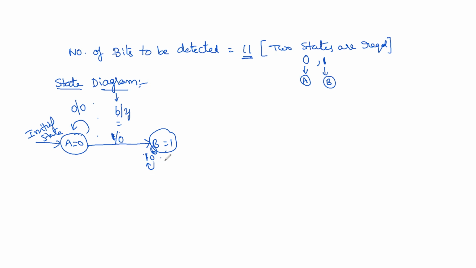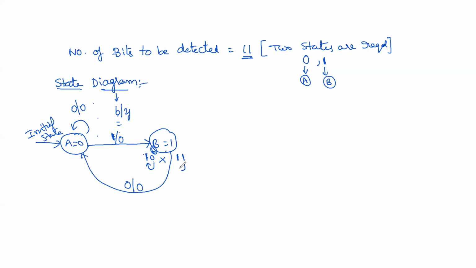So these two are not matched, so it goes to the initial state. Then the condition is B is 0, output 0. Again, we have to check with B equal to 1. Okay, B is 1 here. So again, I will write here B is 1. Now I will check with B equal to 1.